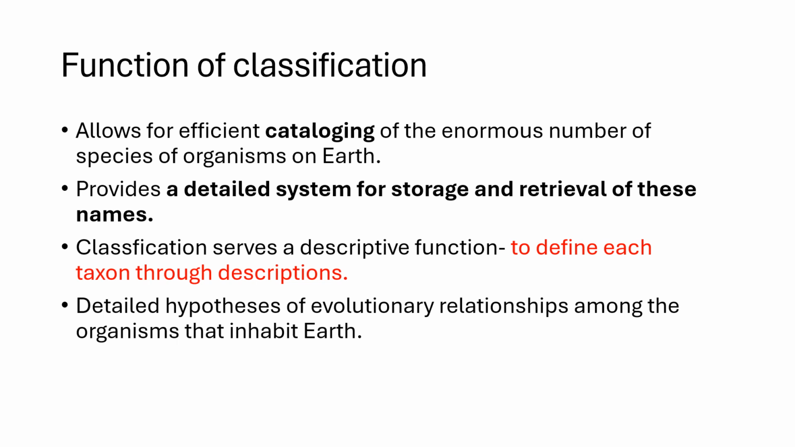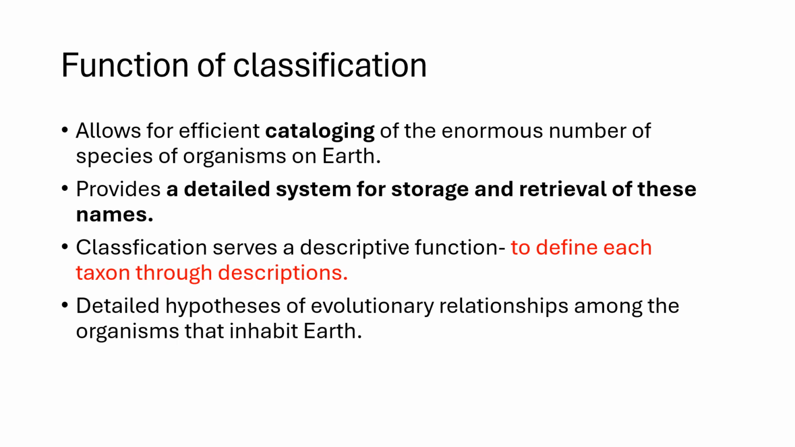It allows for efficient cataloging of the enormous number of species of organisms on Earth so that we have a record of all these species. We still haven't found every species, especially in very dense ecosystems such as tropical rainforests or deep down in the ocean. It also provides a detailed system for storage and retrieval of their names. So once they are named, they can be easily accessed. We can see what species we are talking about while reporting them or their characteristics.